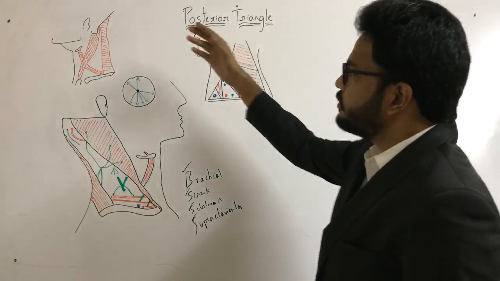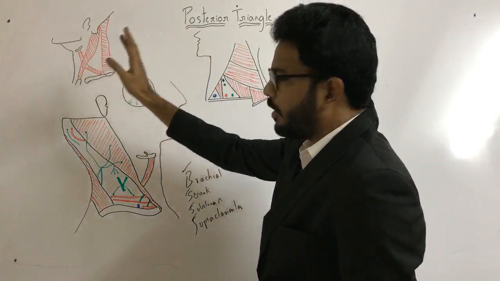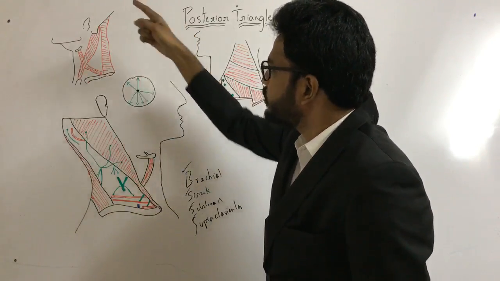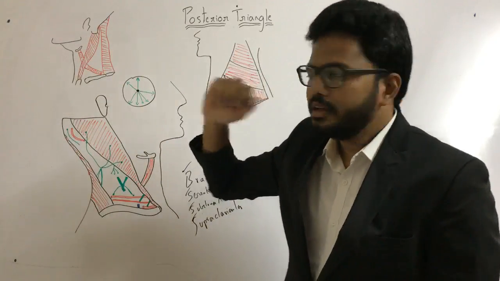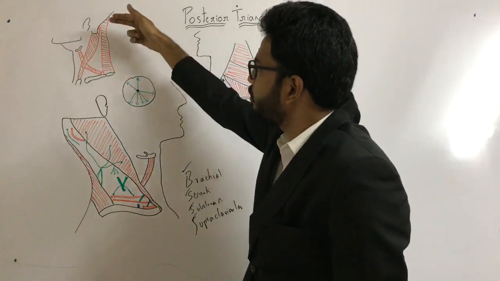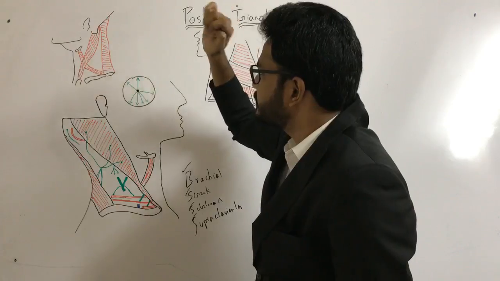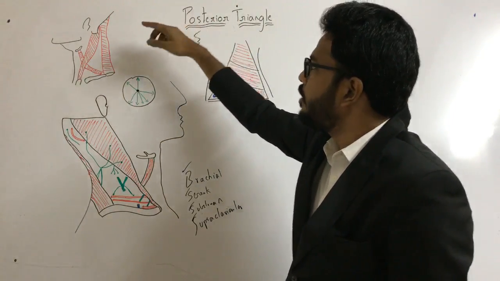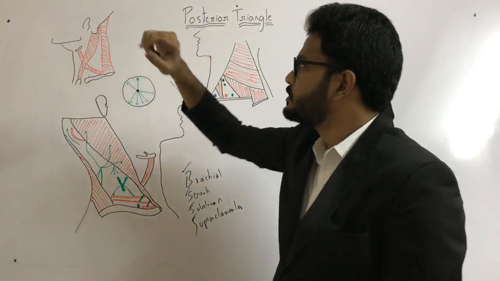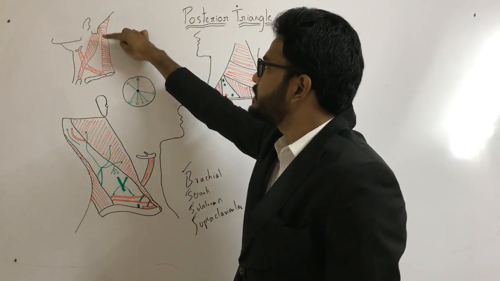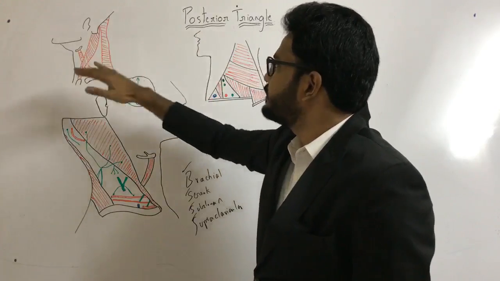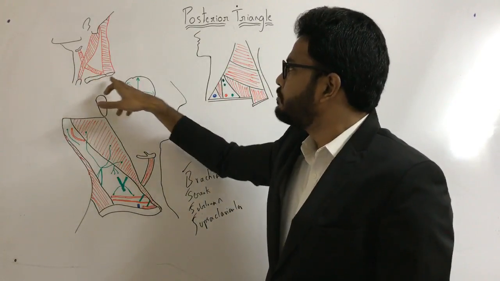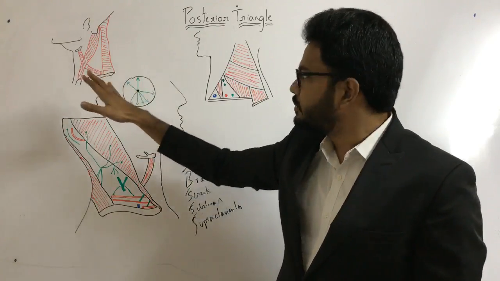As you can see, the posterior triangle is found on the side of the neck, with the anterior border formed by the posterior margin of sternocleidomastoid, and the posterior boundary formed by the anterior border of the trapezius muscle. The superior boundary is formed by the superior nuchal line, where the trapezius and sternocleidomastoid meet, and the inferior border, or base, is formed by the middle third of the clavicle. That's in brief the boundaries.